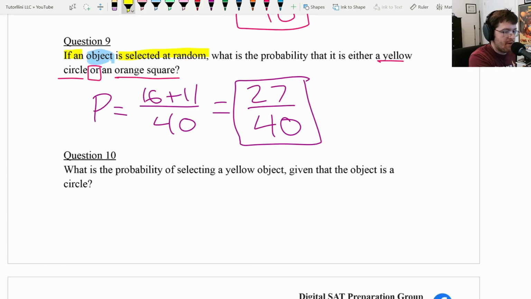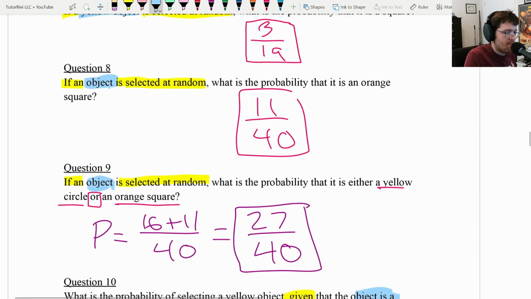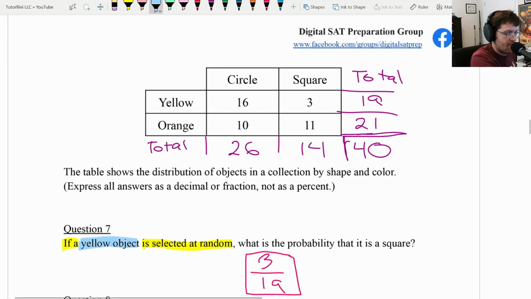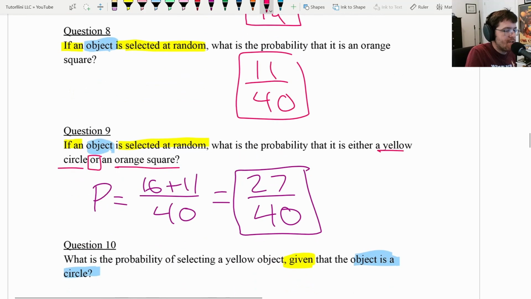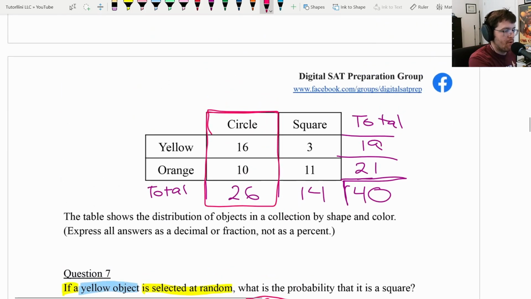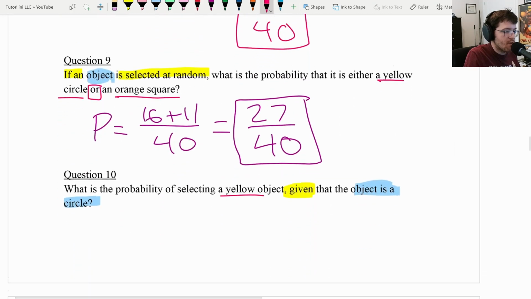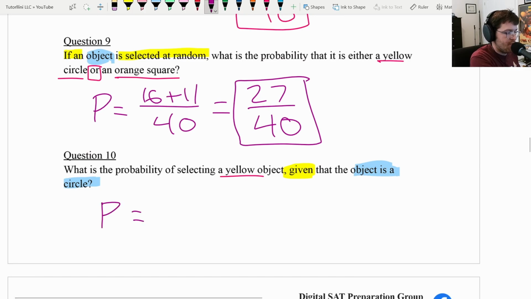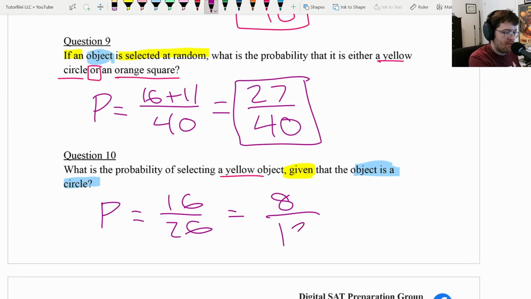Okay, question 10. So we have this keyword given that the object is a circle. Okay, so our target group is just the circles. So I'm going to look at the table and I'm going to put a big box around the circle column. So that is this one. And it says, what is the probability of selecting a yellow object? So we want to see just in that box, what's the probability of selecting yellow? Well, in that box, there's 16 yellow objects over 26 total objects. So the probability is equal to 16 over 26. And let's see what that reduces to. That gives us 8 over 13.